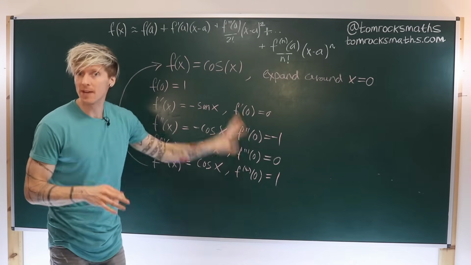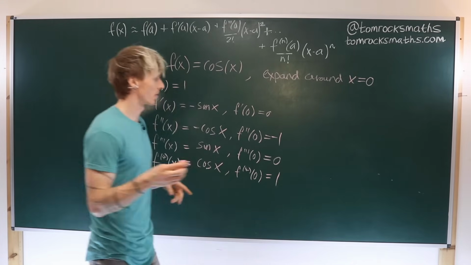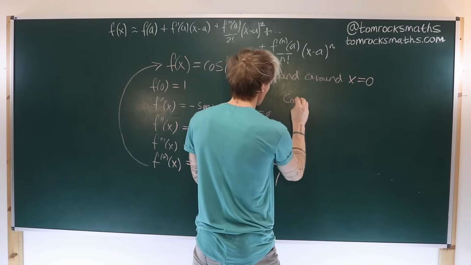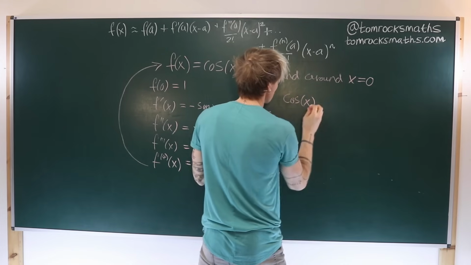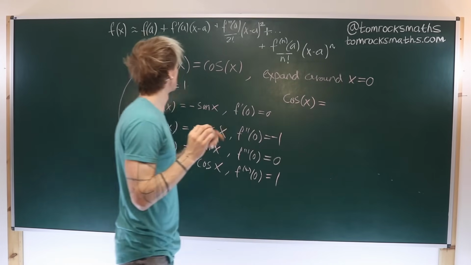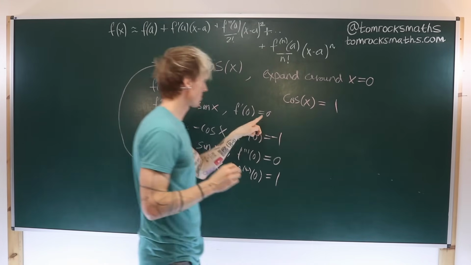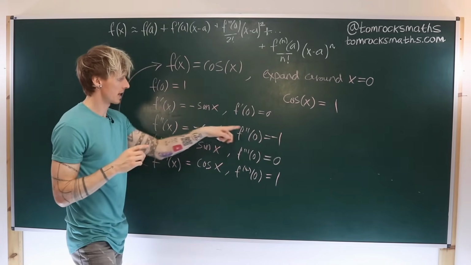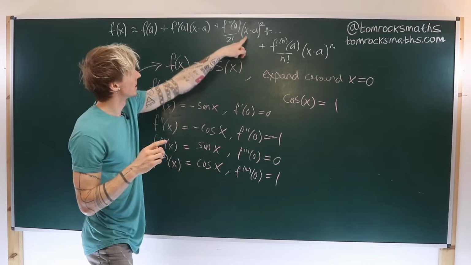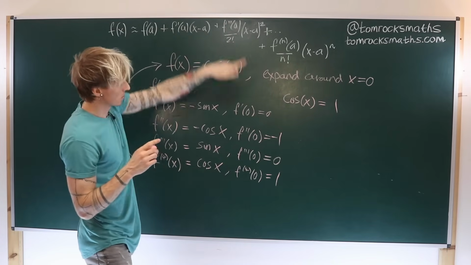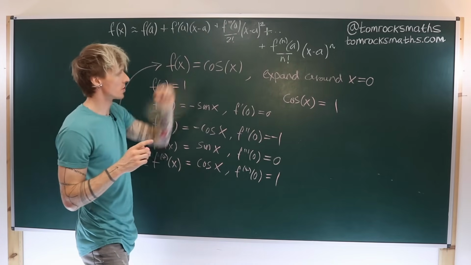So plugging all of these values into Taylor's theorem, we can say that cos of x is equal to, first of all, we want f of 0, so 1. The next term is 0, because the derivative is 0 there. Then we get minus this term, so we've got a minus 1 over 2 factorial.